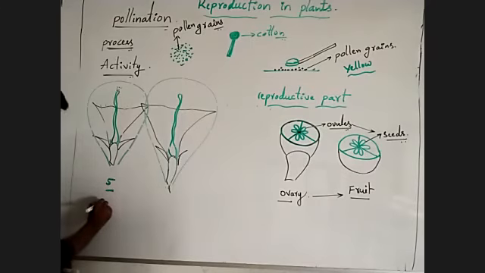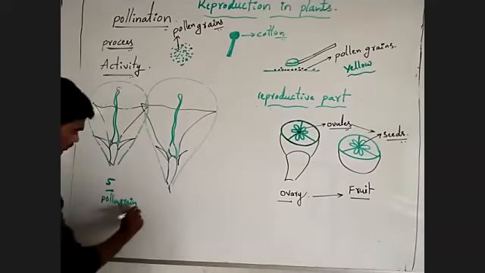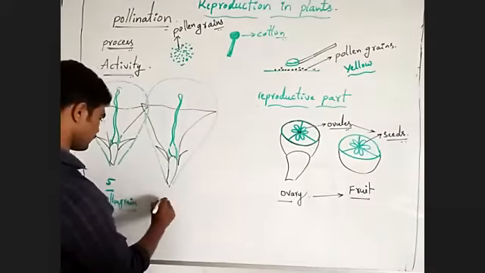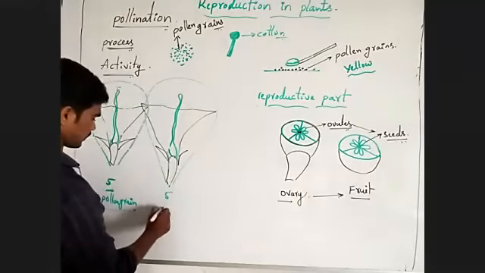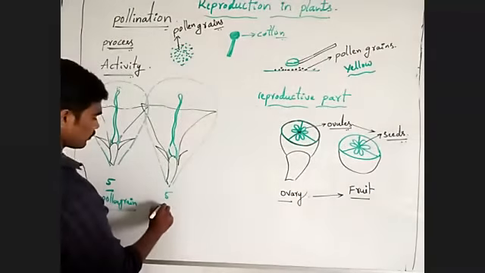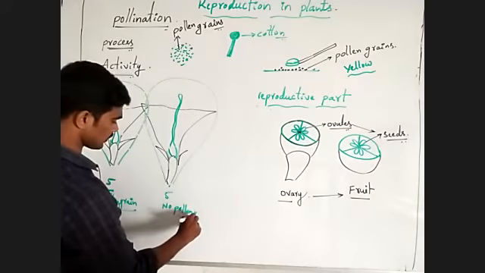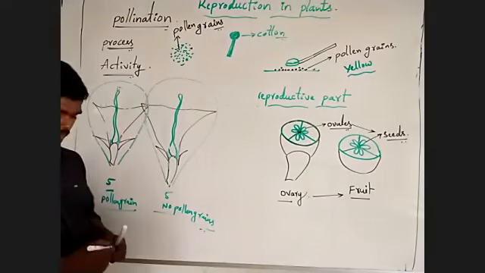For example, mark the pollen grain flowers like this. The remaining 5 flowers, how to mark them: no pollen grains, like this.